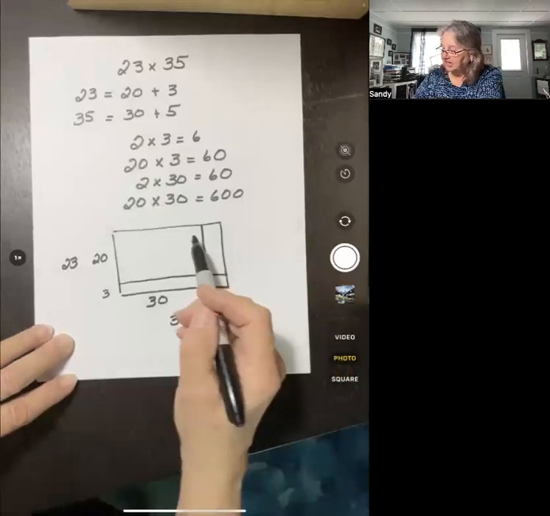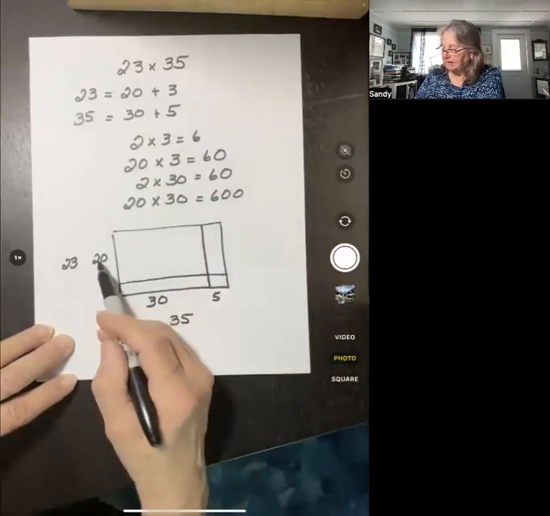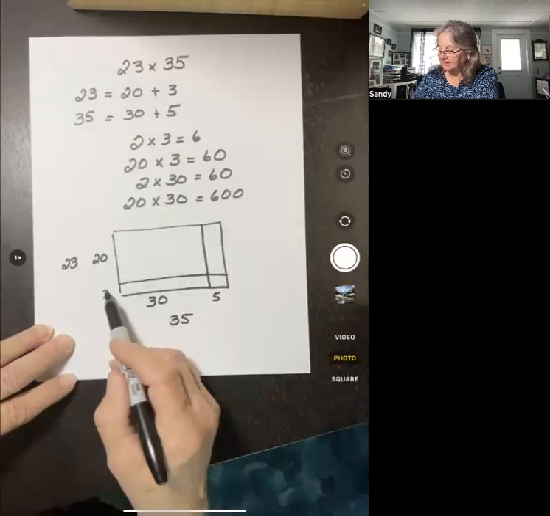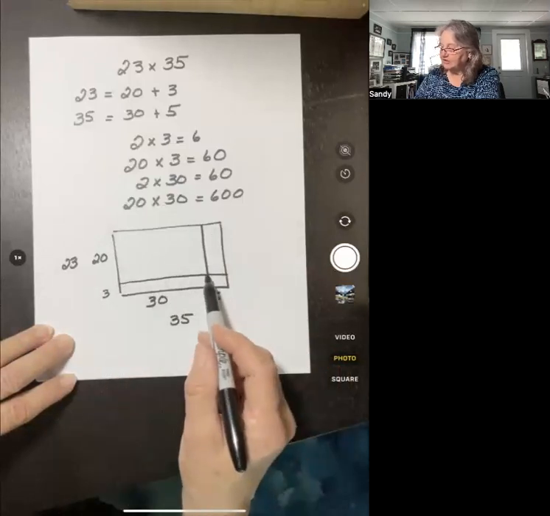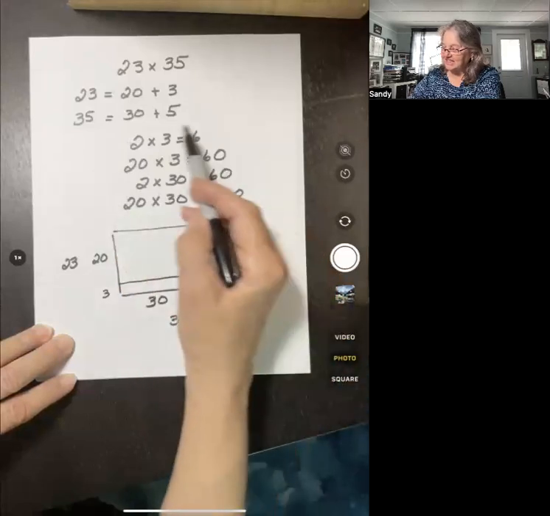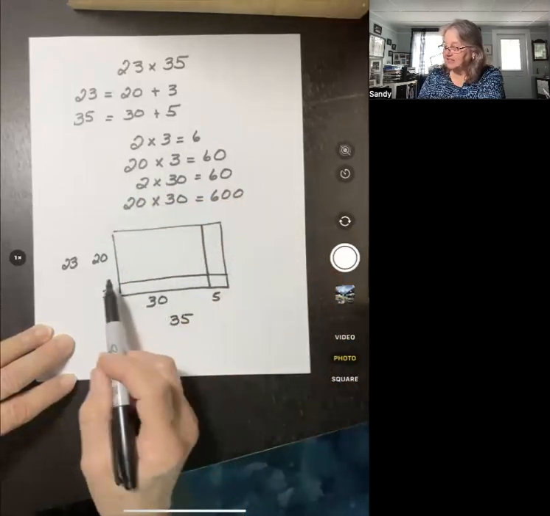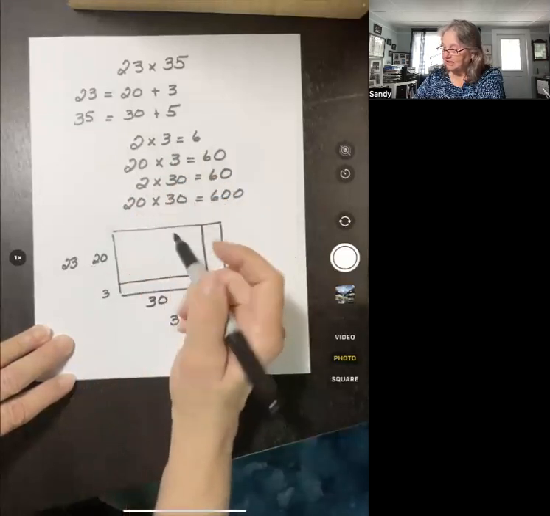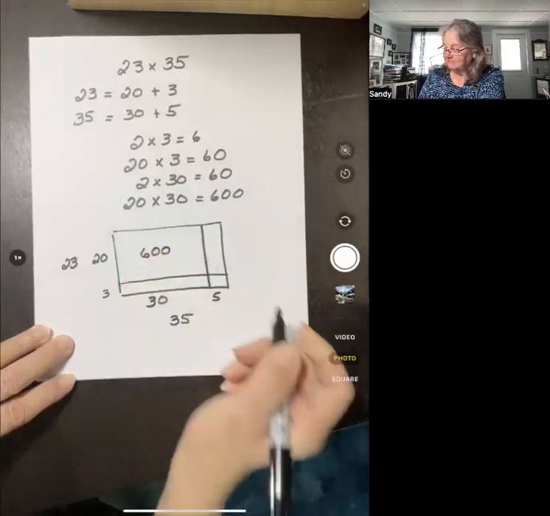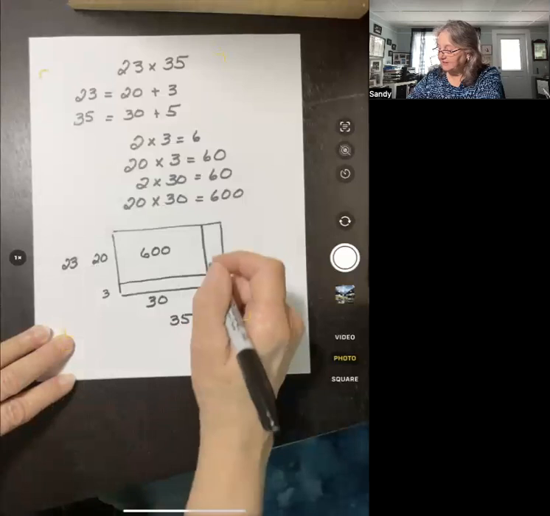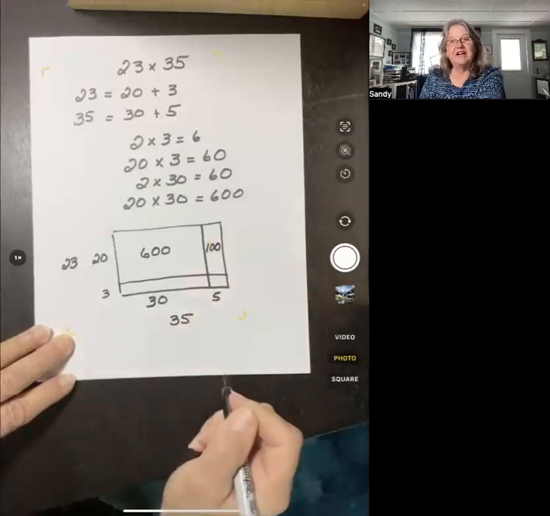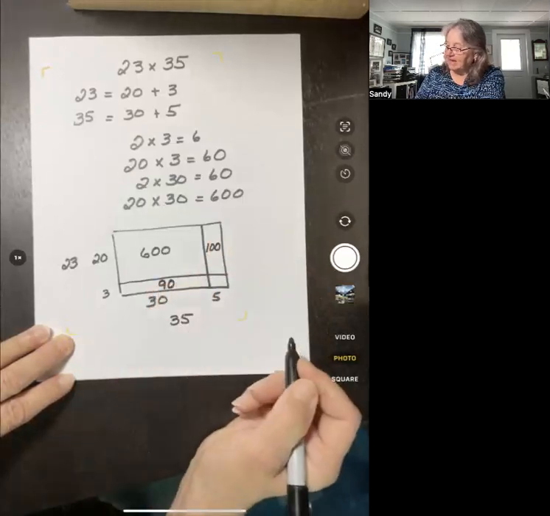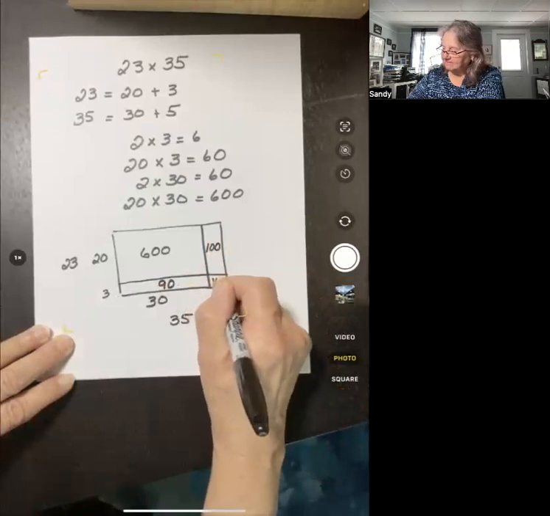Now, if you look at these, this rectangle is 20 by 30. This rectangle is 20 by 5. This one's 3 by 30, and this one's 3 by 5. See, we use this idea then to find the area of each of the pieces. I know that 20 times 30, I can do that one if I know 2 times 3. So this area is 600. A 20 by 5 is 100. If I know 2 times 5 is 10, I can use that. 3 by 30 is 90. And 3 by 5 is 15.